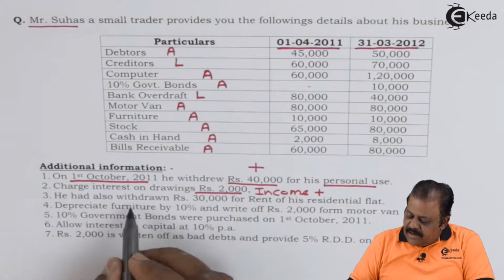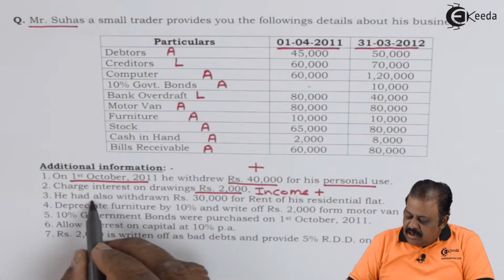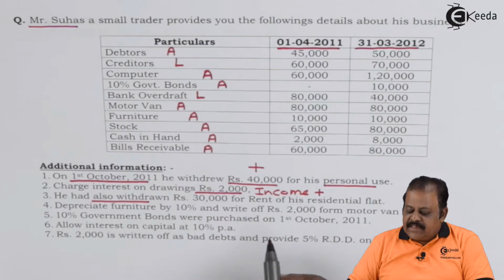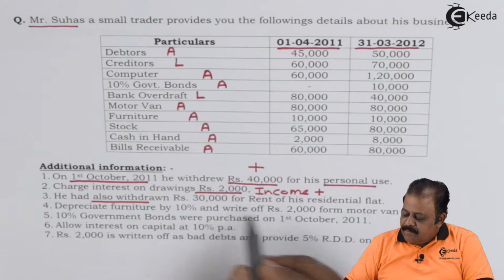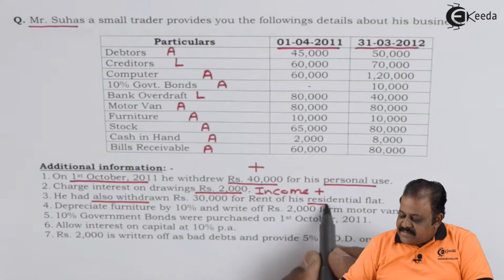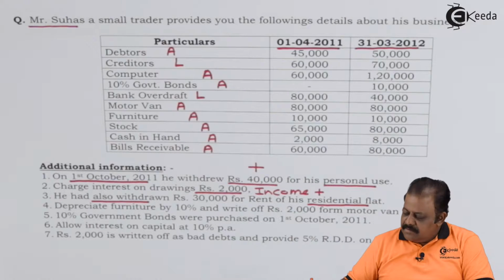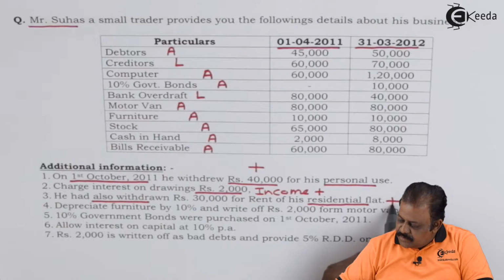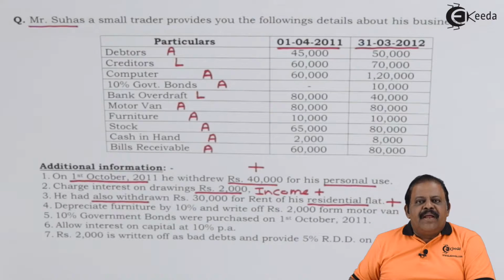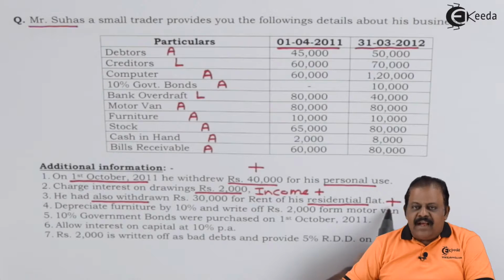Next, he had also withdrawn one more drawings rupees 30,000 for rent of his residential flat. So for his residential flat, amount payable to landlord he has paid from the business. This is cash drawings. While preparing statement of profit and loss, this amount will be added.